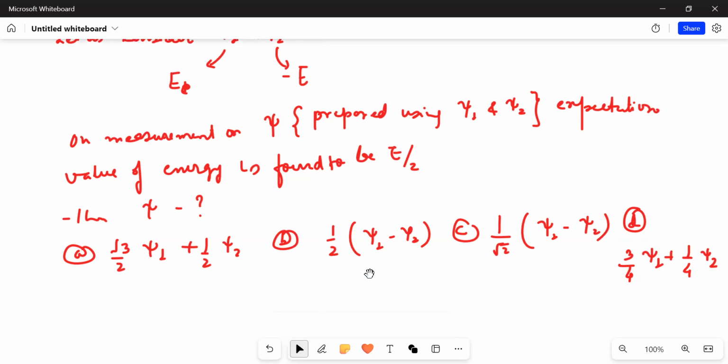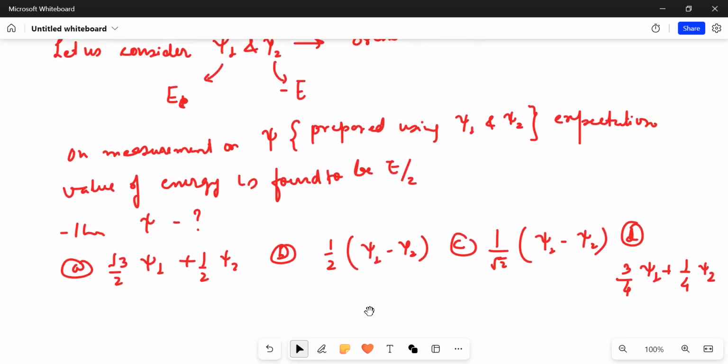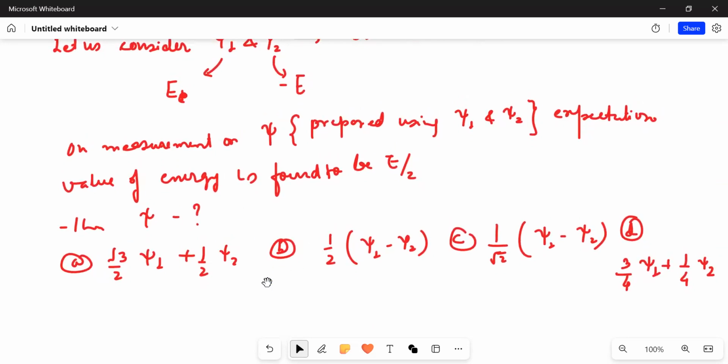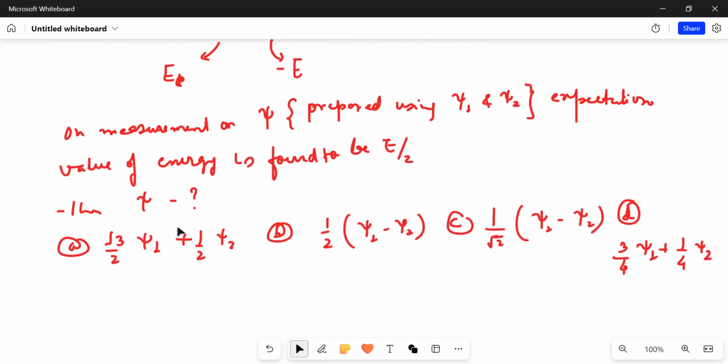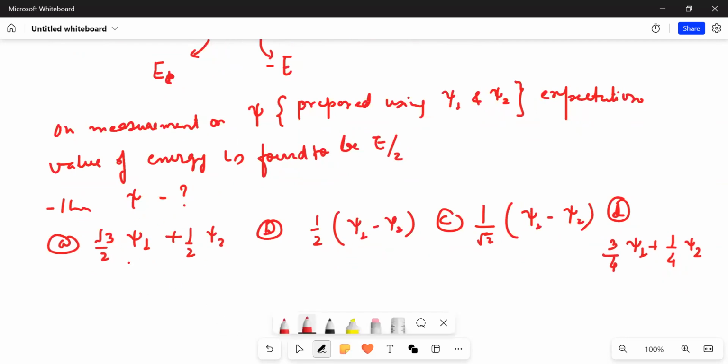Okay, so we know the measurement on psi. If I carry out the measurement on this particular psi, written as root 3 by 2 psi 1 plus 1 by 2 psi 2, I know that corresponding to psi 1 the energy is E, and corresponding to psi 2 the energy eigenvalue is minus E.